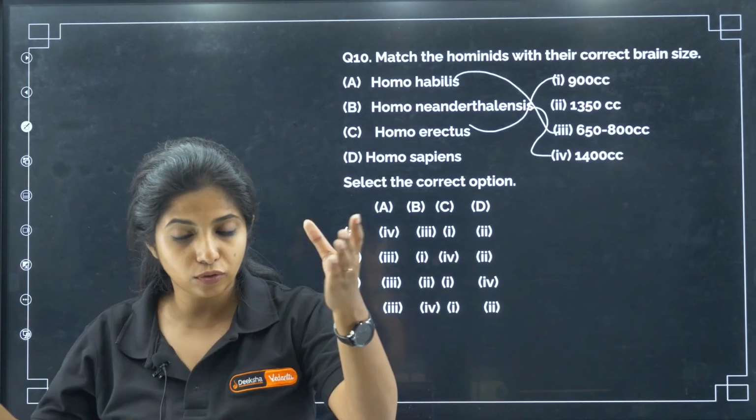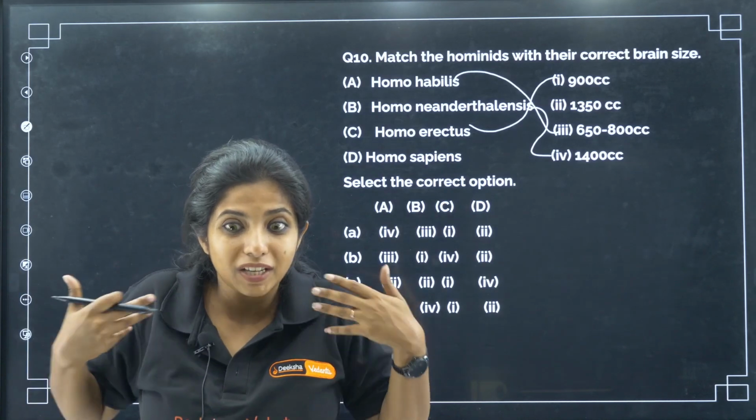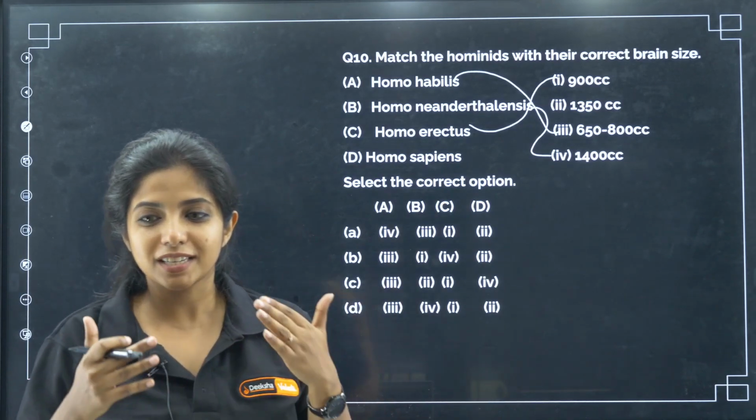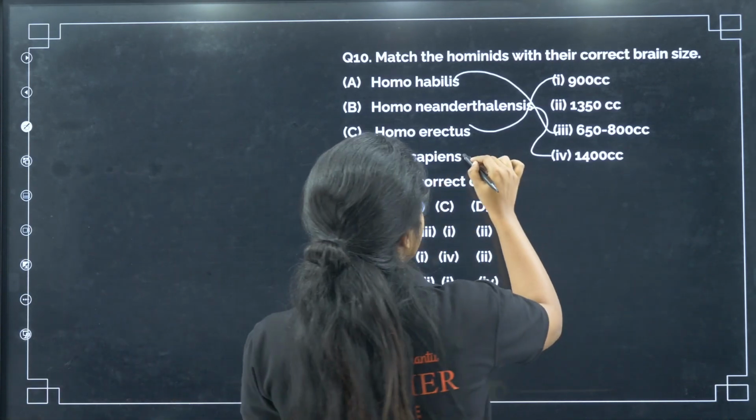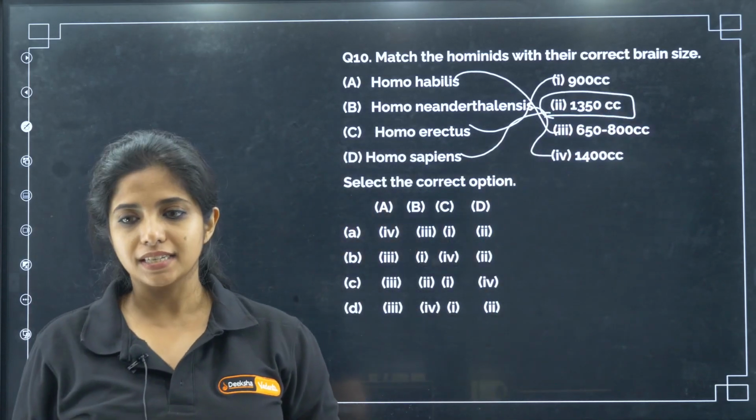I told you two organisms came: one is Neanderthal man and then came Homo sapiens, which is a recent one, that is us. Our brain capacity is comparatively lower than the Neanderthal man, so it was 1350 cc.